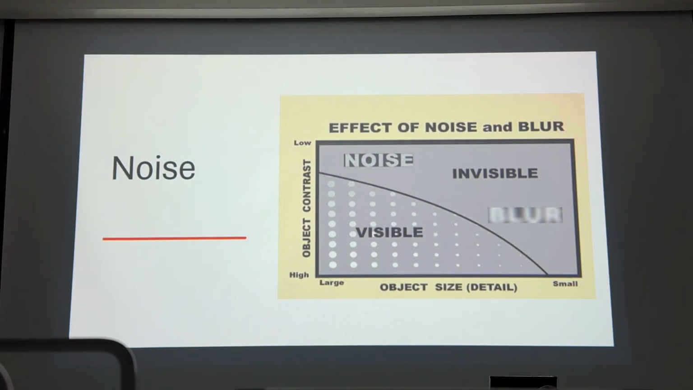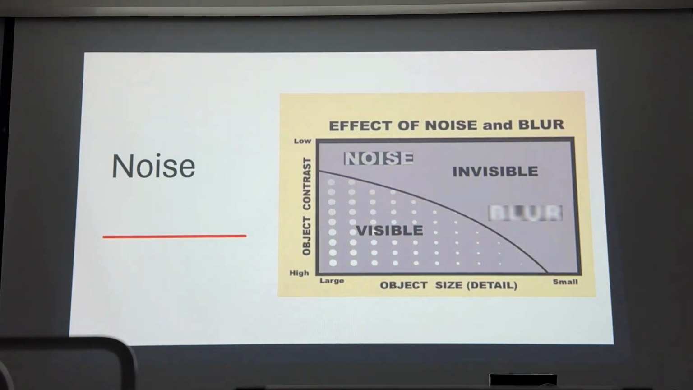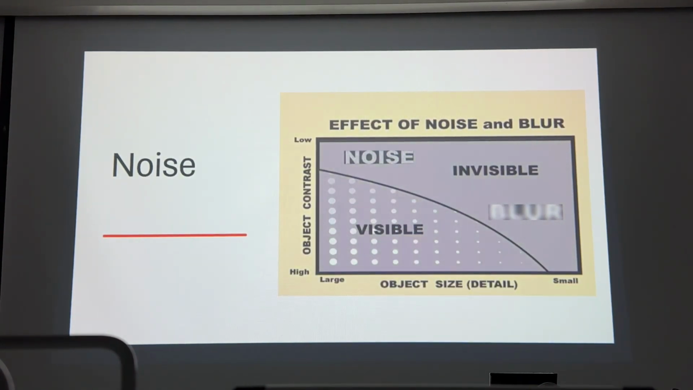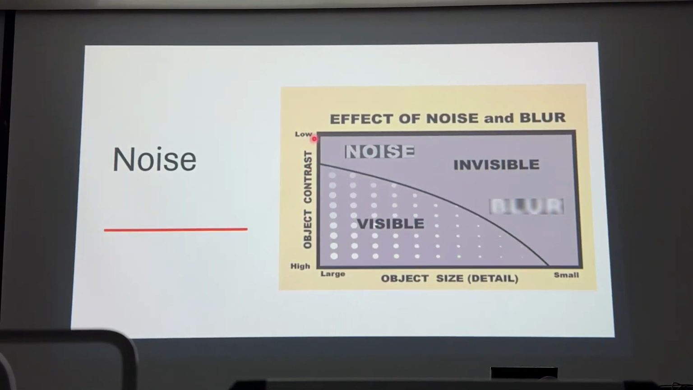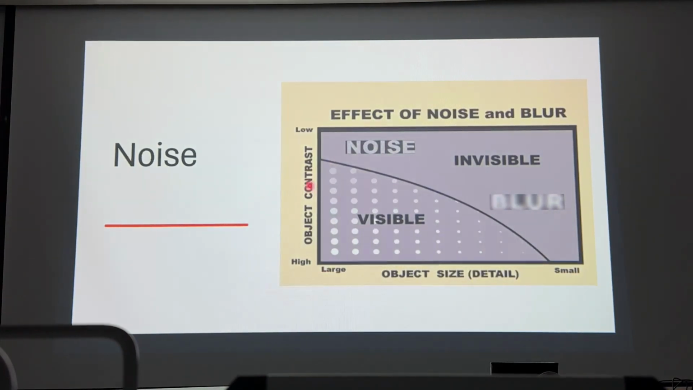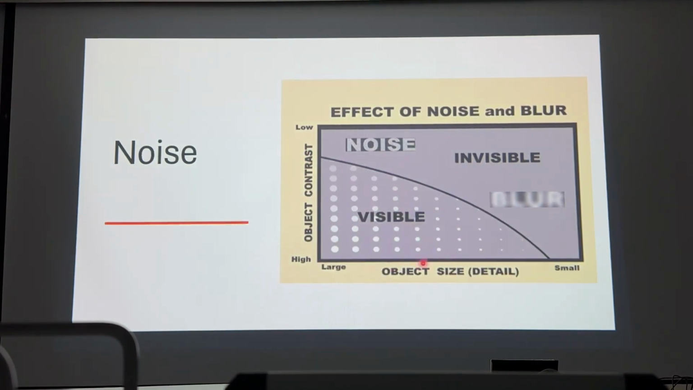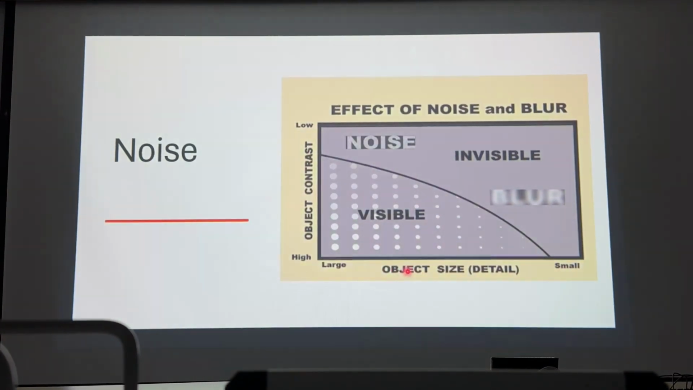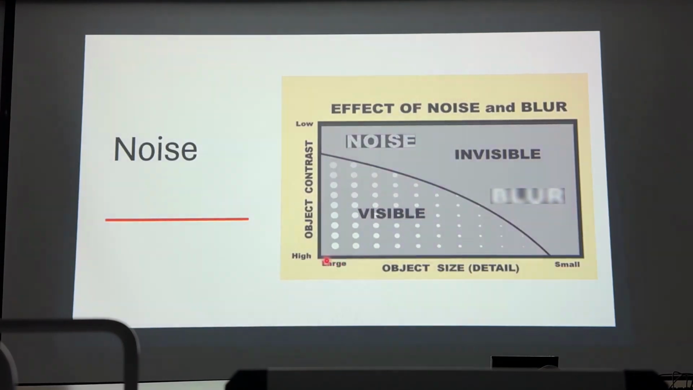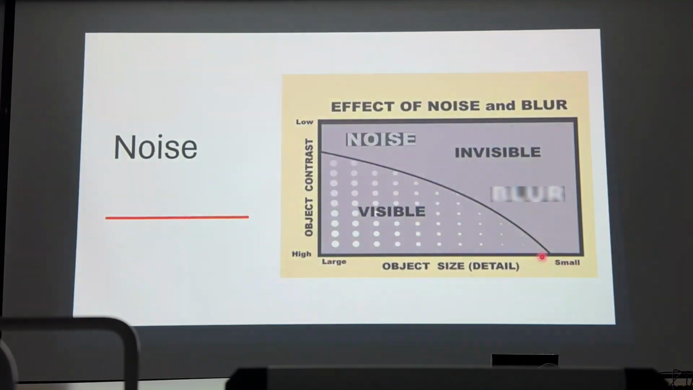And when we talk about noise, first we have to demonstrate this diagram, which clearly visualizes the effect of blurring and noise on the image detail. Let's start by talking about this diagram. The vertical direction of this diagram includes the object contrast, and it starts from high to low levels. And the transverse direction reflects the object size and also starts from large object size to small object size.